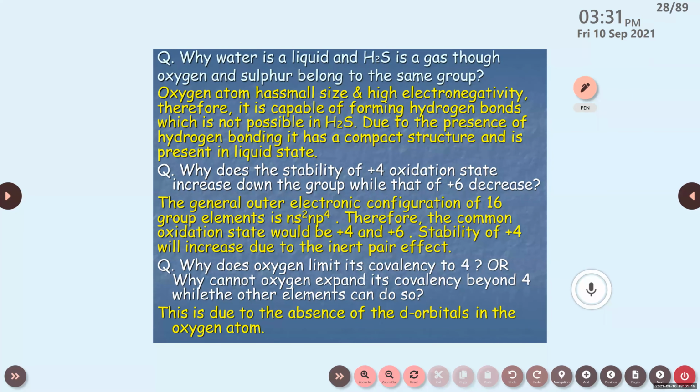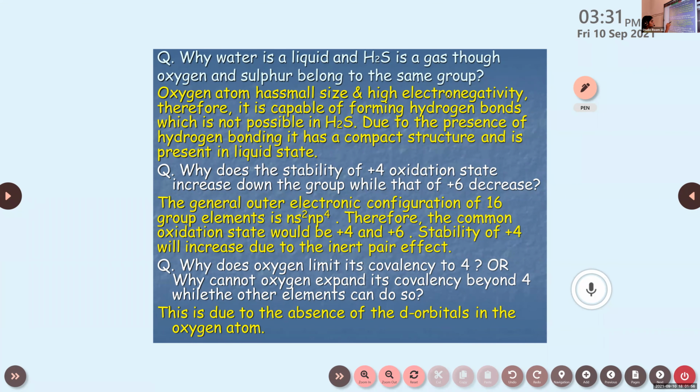Then the next one is about the stability of oxidation states. Why does the stability of the +4 oxidation state increase down the group while that of +6 decreases? The most common oxidation states shown by group 16 elements are +4 and +6. Among these, the stability of the +4 oxidation state will increase down the group, which means the chances for +4 increase, and the +6 oxidation state decreases.